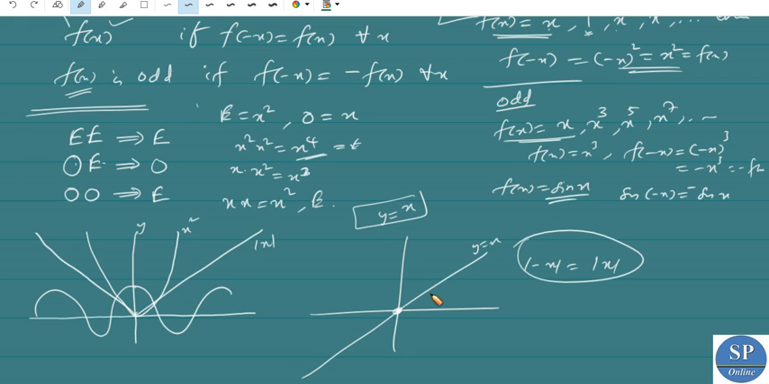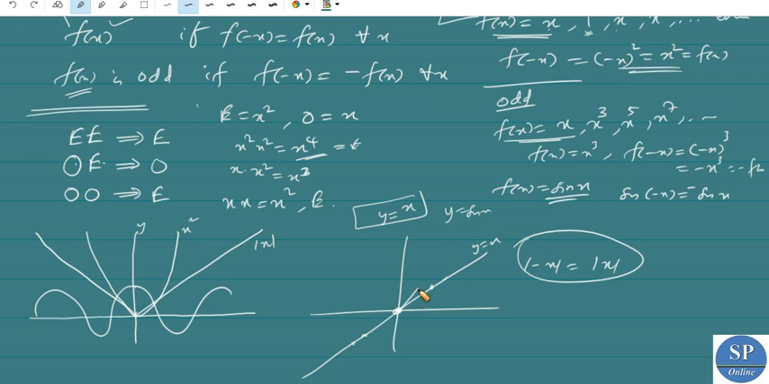So if you are taking any point here, the corresponding image will be here. Okay, that is, this is symmetric about the origin. If we are taking a point here, the corresponding symmetric point will be here. Now what about the graph of y equal to sin x?